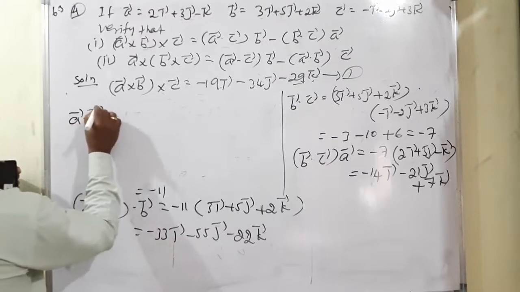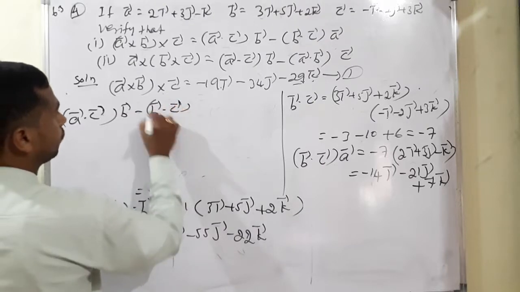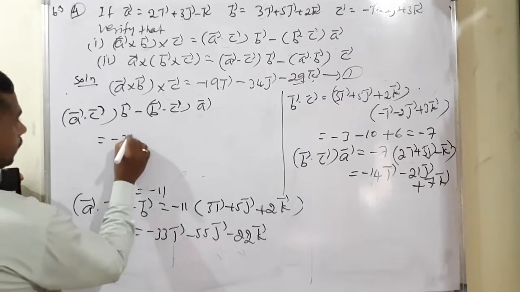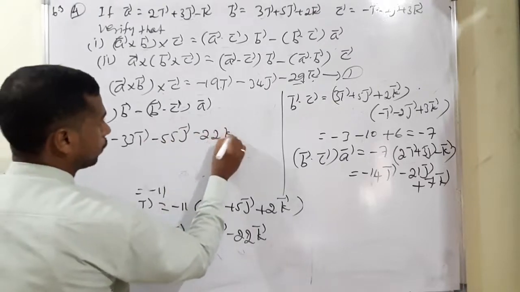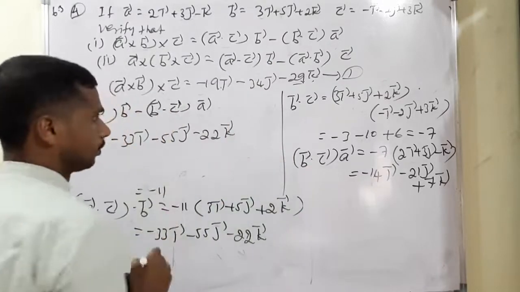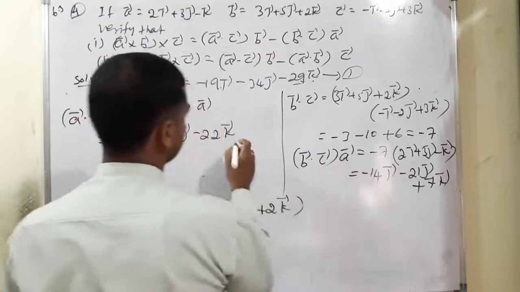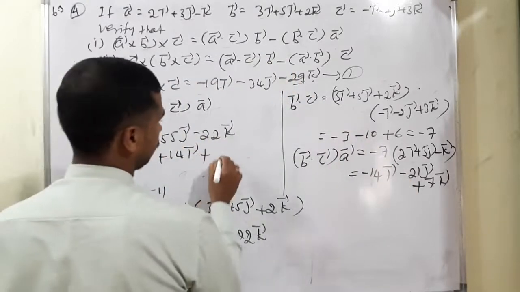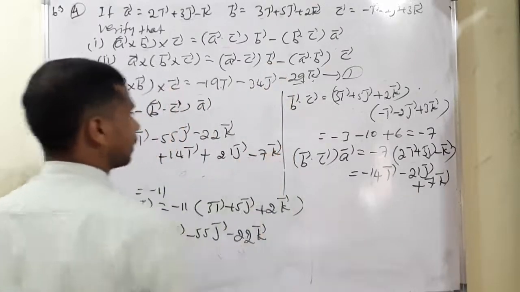So minus sign means, A vector dot C vector, then B vector minus B vector dot C vector into A vector is equal to, this is what value? Minus 33 i vector minus 55 j vector minus 22 k vector. Minus sign means plus, and minus means again minus. So already there is minus sign, so here minus means positive 14 i vector. Here minus sign, there is also minus, therefore positive 21 j vector. There plus sign, here minus sign, therefore minus 7 k vector.